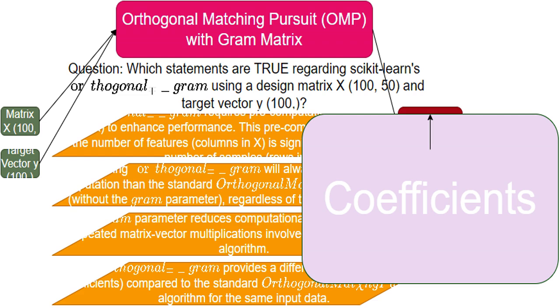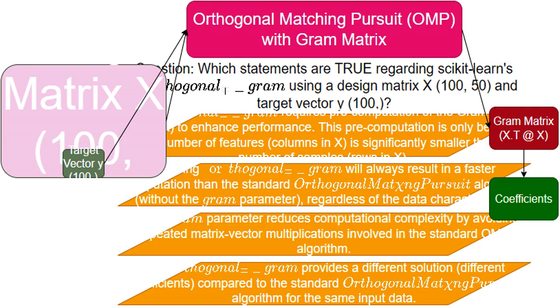The question is, does using the orthogonal_mp_gram function affect these coefficients? The answer, based on the explanation, is no. You obtain the same coefficients whether you use the standard OMP algorithm or the version that uses a pre-computed gram matrix. The gram matrix is simply the result of multiplying the transpose of the design matrix, x, by the design matrix itself, x. It's a matrix of inner products which speeds up the OMP algorithm.